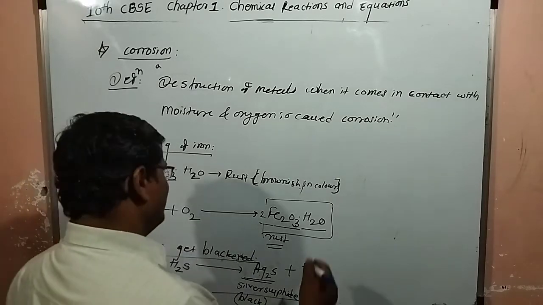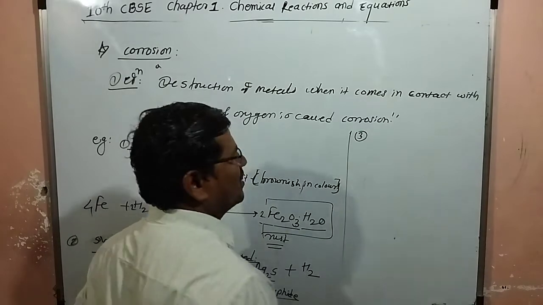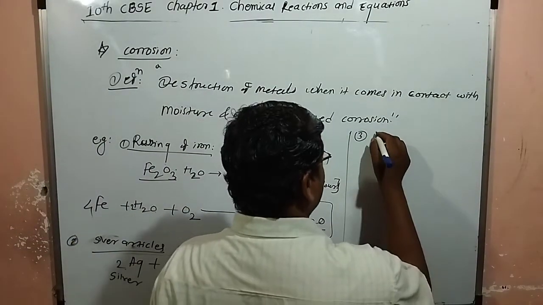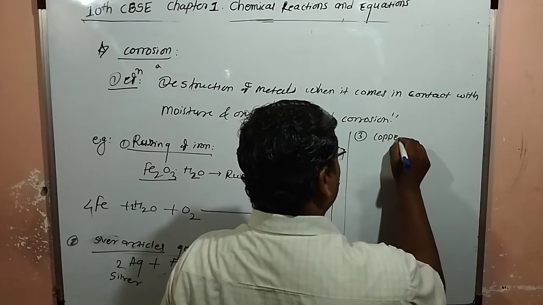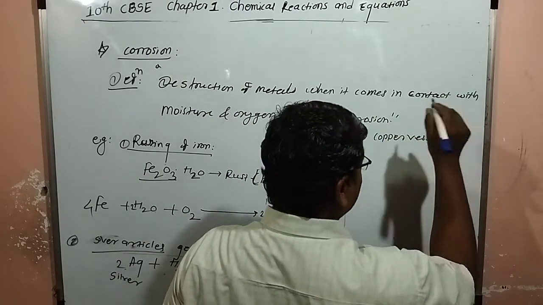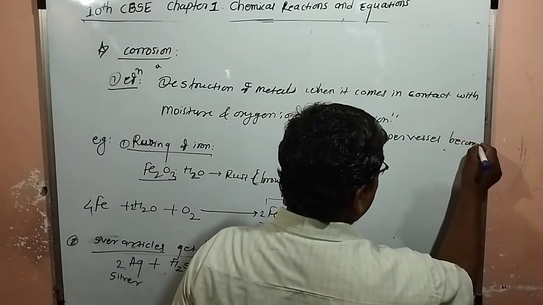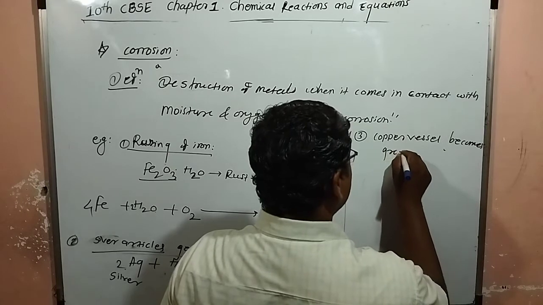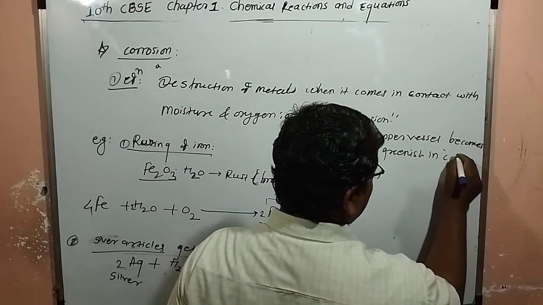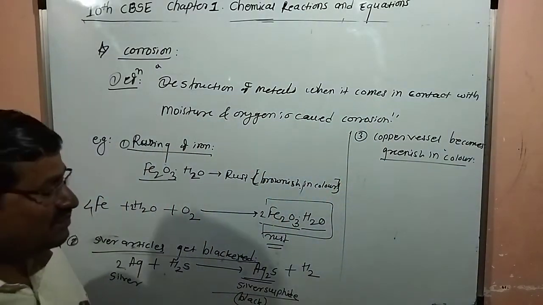So another example you can take, and that example is there. Third one, copper vessels get or become greenish in color. So why they are becoming greenish in color, that one we will see.